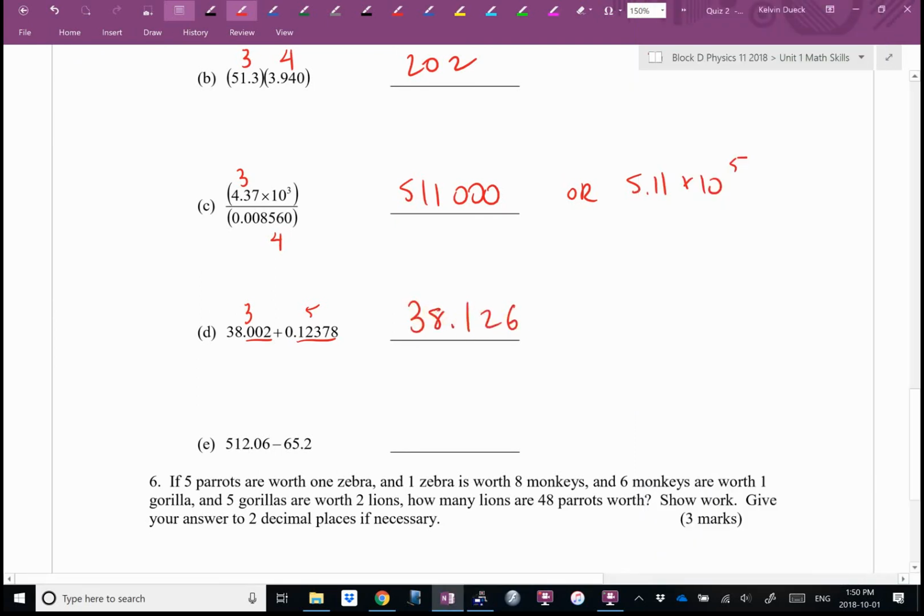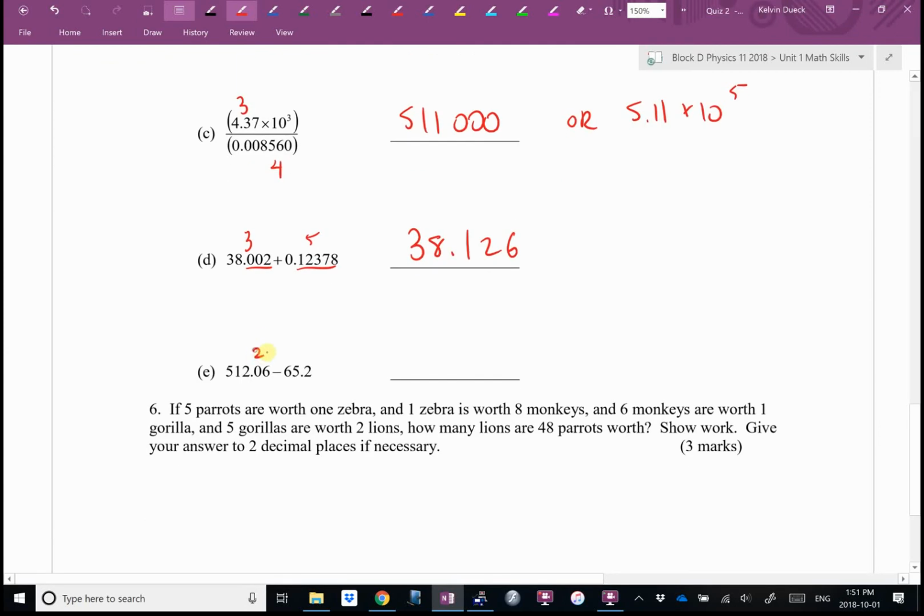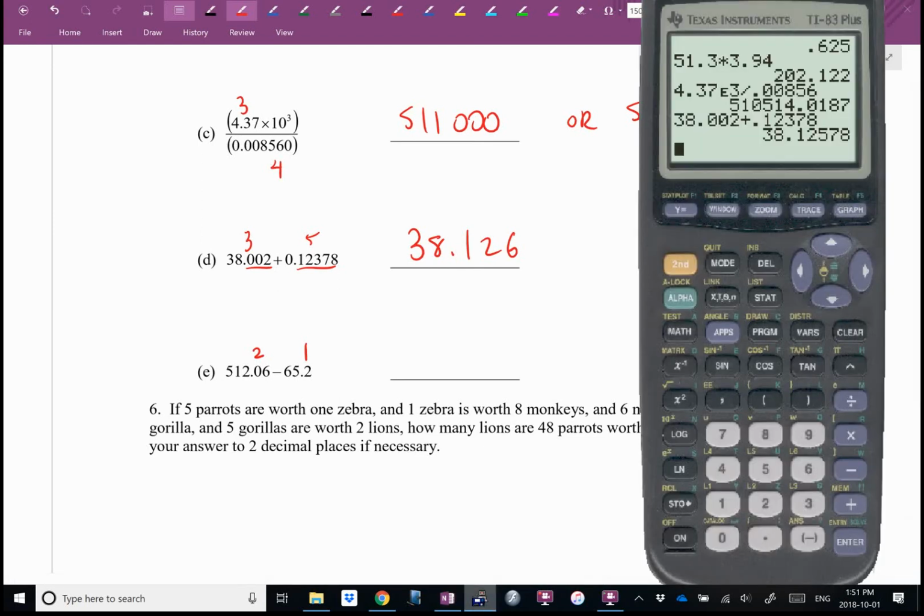Anybody write that in scientific notation? 3.8126 times 10 to the 1? Two decimal places, 1 decimal place. I know it's 5 sig figs and 3 sig figs. I don't care about that. I care about decimal places. 512.06 take away 65.2. 1 decimal place. That 8 is going to become a 9. 446.9.